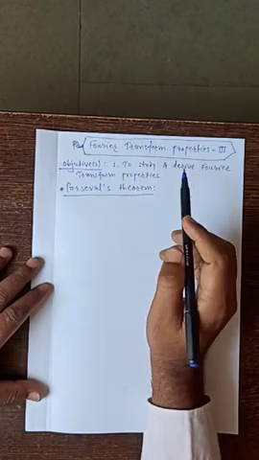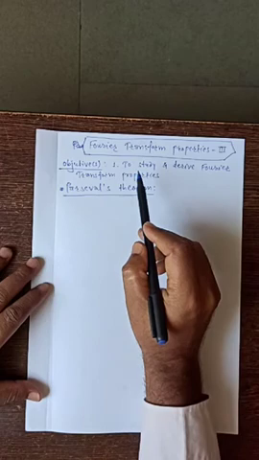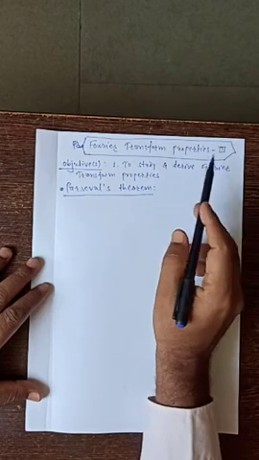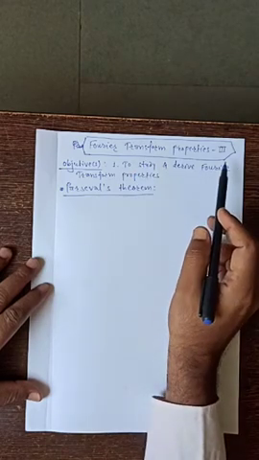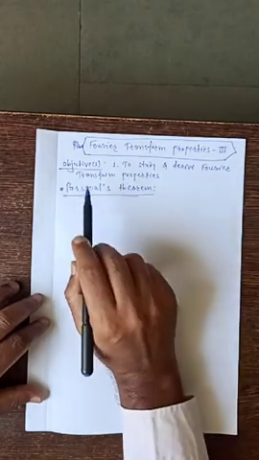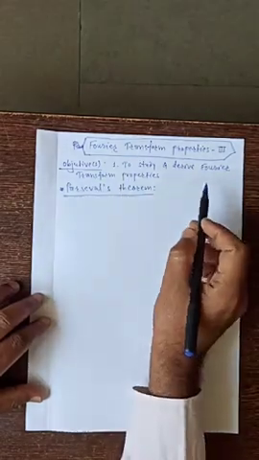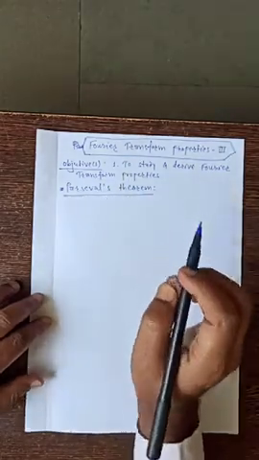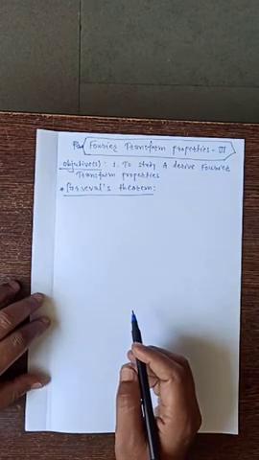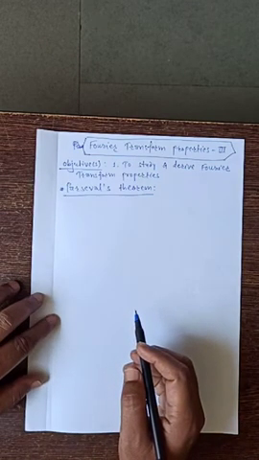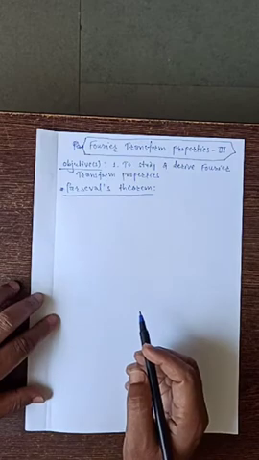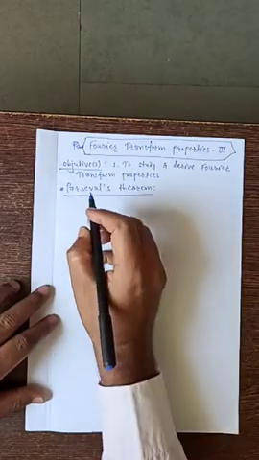In today's session, we are going to focus on Fourier transform properties. That is the third part. The objective of today's session is to study and derive Fourier transform properties. The most important property that we will see today is Parseval's theorem.